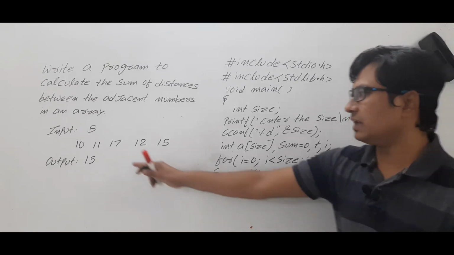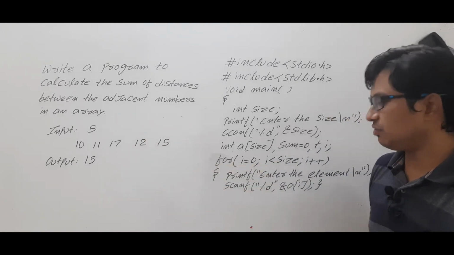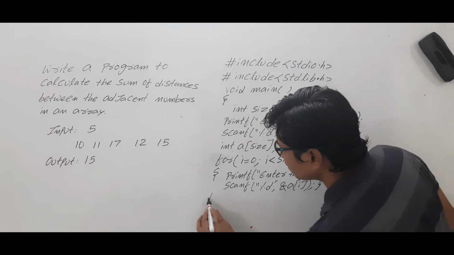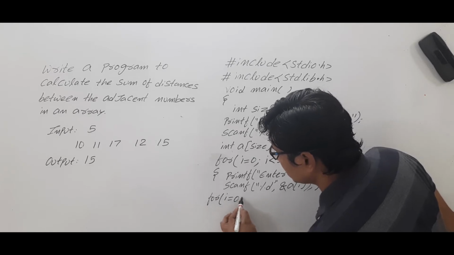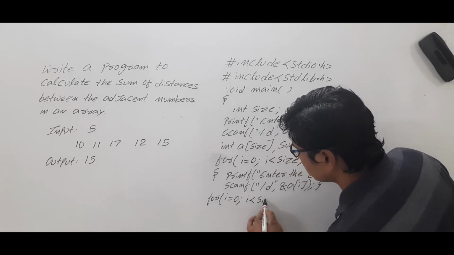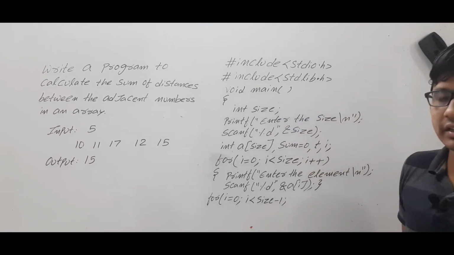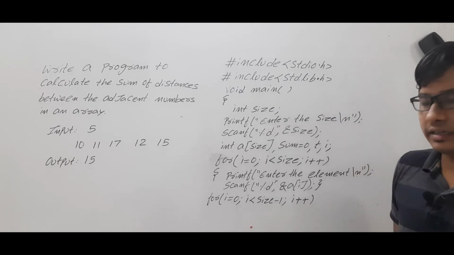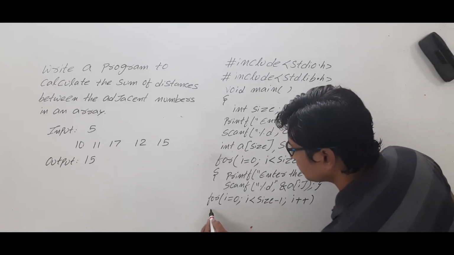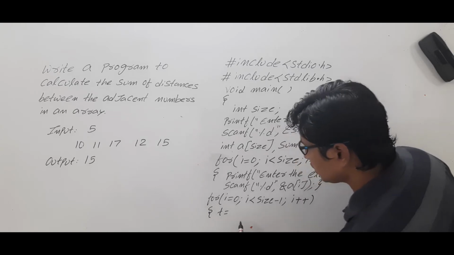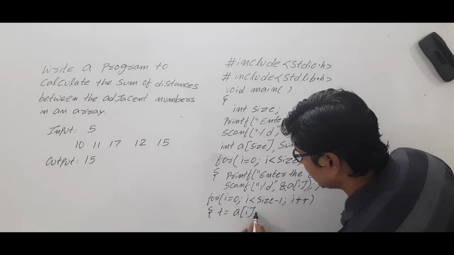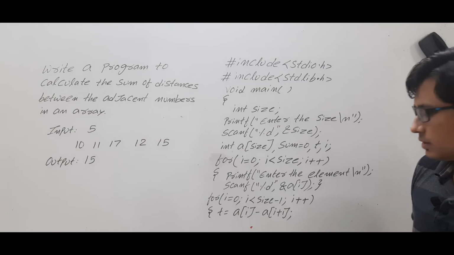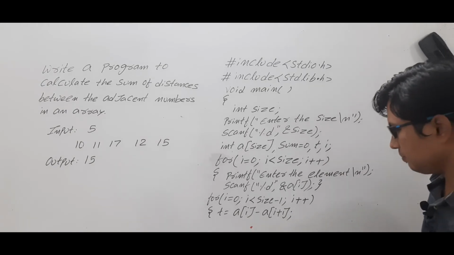Once you got all the array elements, now we want to find the difference between the two adjacent numbers. To do that, I will write for i is equal to 0, i less than size minus 1. Okay, is it clear? i plus plus. Then t is equal to a of i minus a of i plus 1.